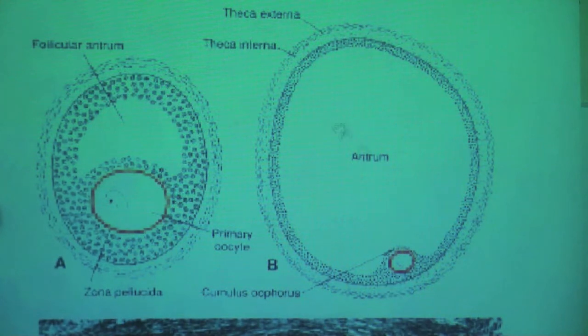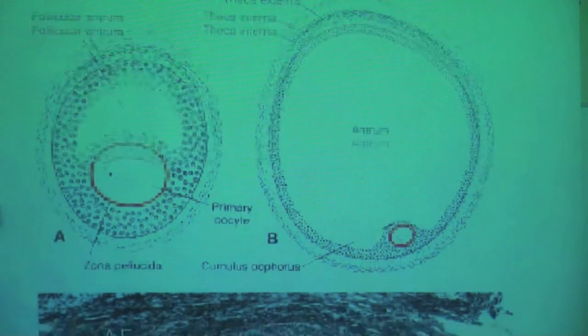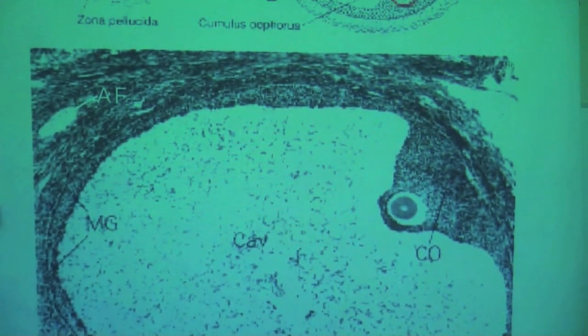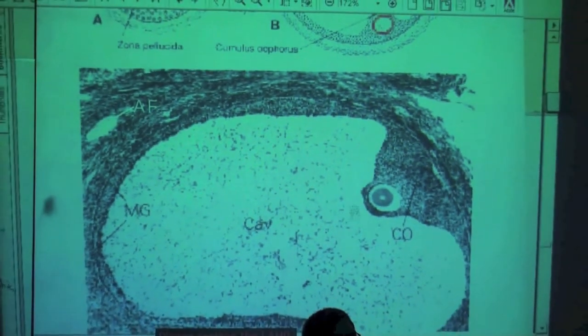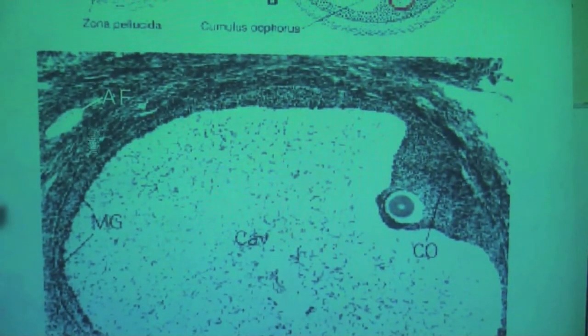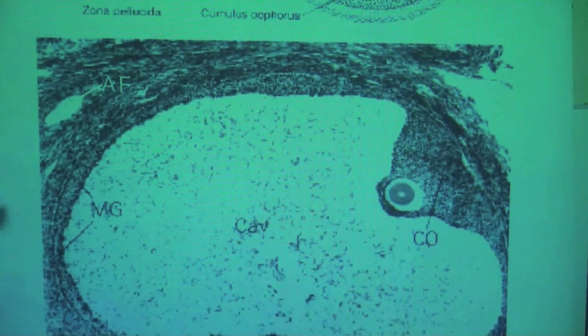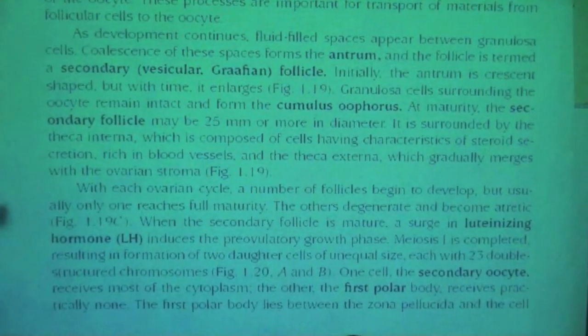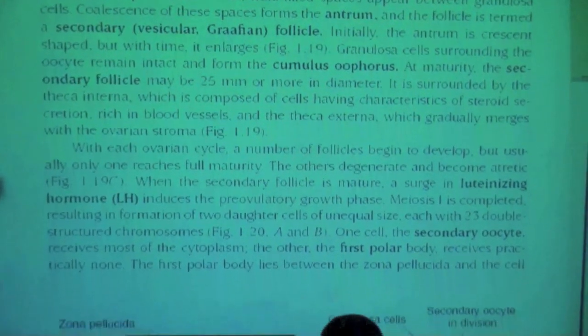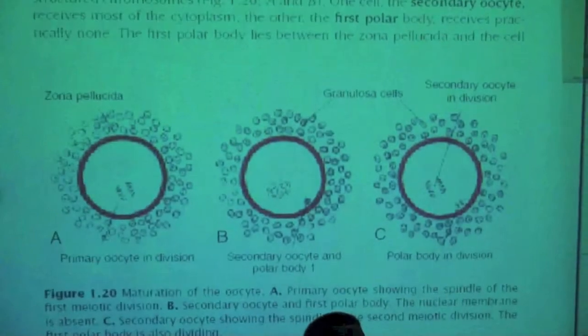Now this whole structure is present inside the ovary. You can see this is the ovary, and this whole follicle is inside the ovary. This is the ovum with cumulus oophorus. This is the antral cavity, and this is theca interna and theca externa. Okay? Now let's go to the next picture. Tertiary follicle, is it mature? Yes, mature.